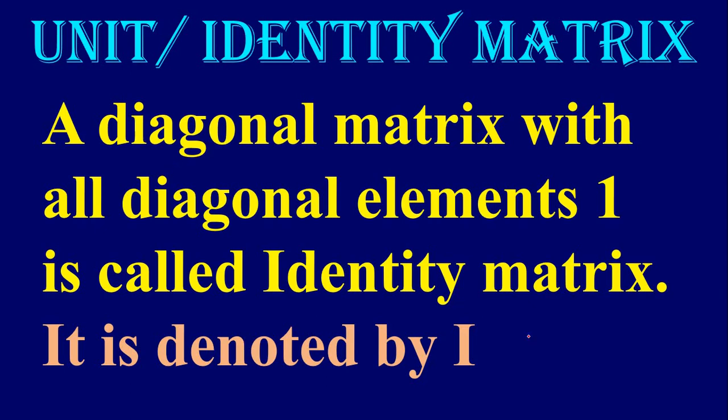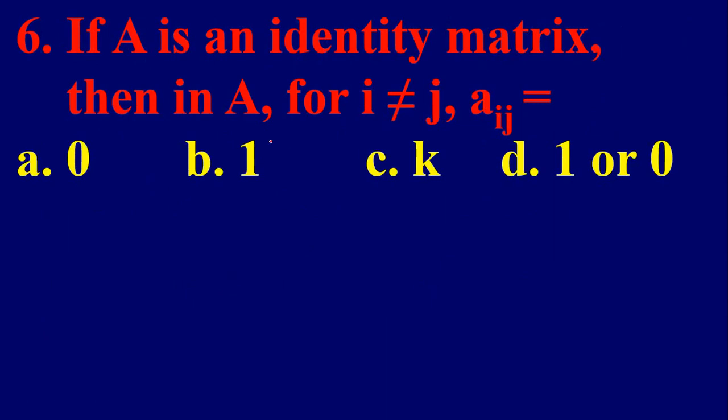So if it is a scalar matrix, all the diagonal elements should be the same and it should be 1. So it is 1 0 0, 0 1 0, 0 0 1. So this is a scalar matrix or diagonal matrix. All the diagonal elements should be 1. So next question. If A is an identity matrix, then in A for i is not equal to j.